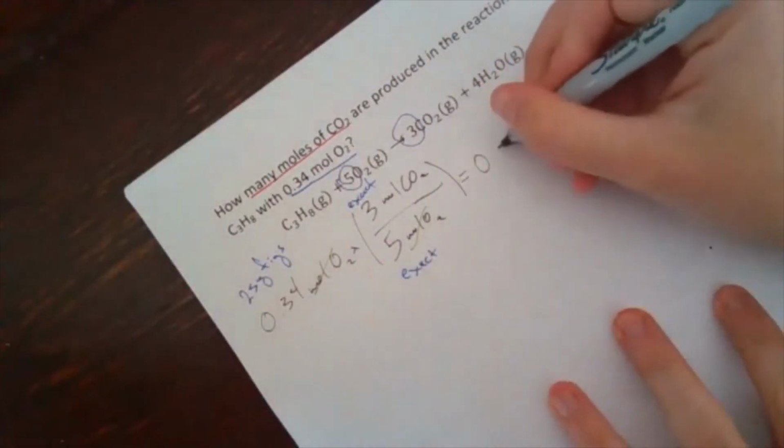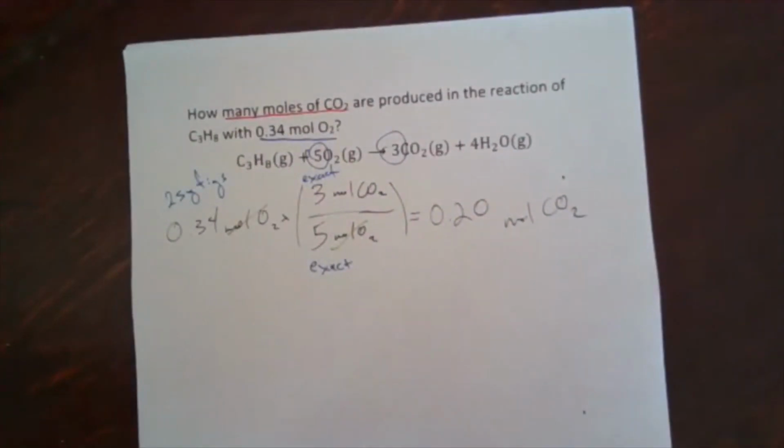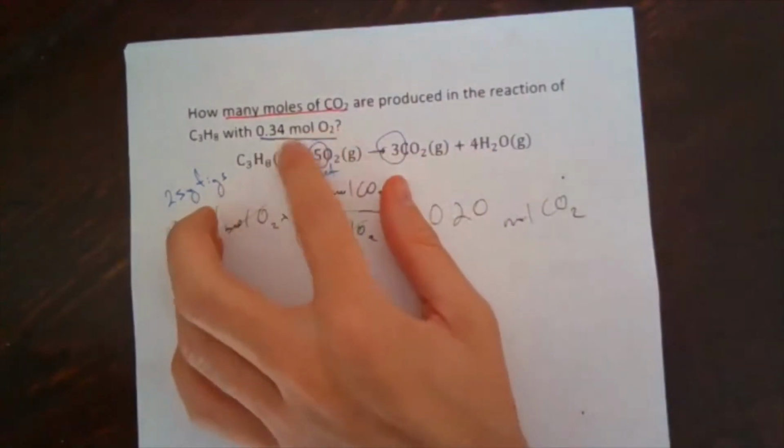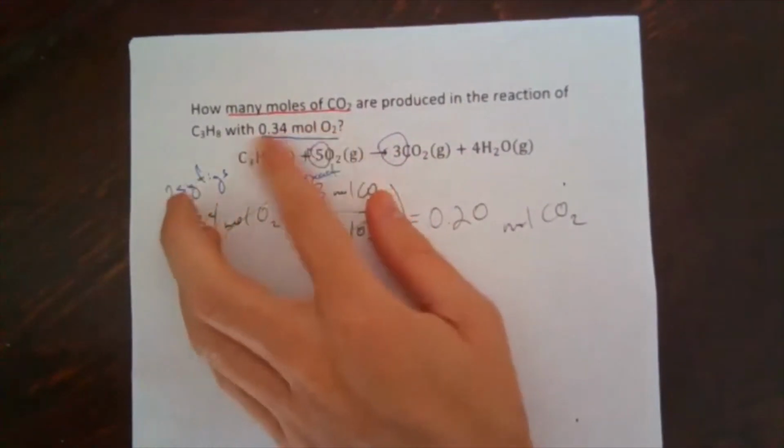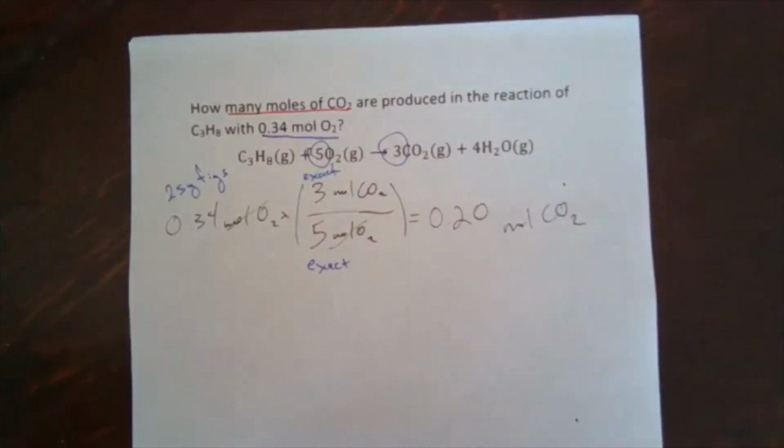So we get 0.20 moles of CO2. What this is telling us is if you react this much oxygen, 0.34 moles of oxygen, you will produce 0.20 moles of CO2. That is exactly how much CO2 you're going to produce in that reaction of that much O2, right?